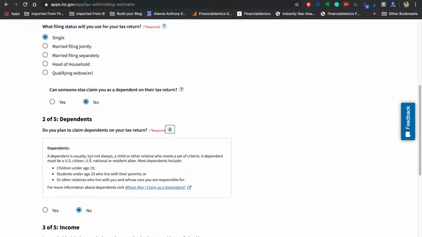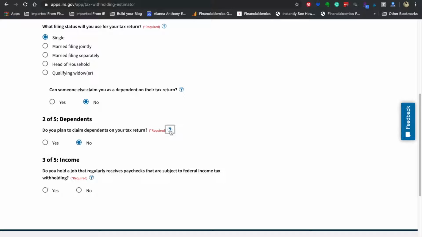It says a dependent is usually but not always a child or other relative, and it states that they must be a U.S. citizen, a U.S. national or resident alien, but they also must be under the age of 19 or a student under the age of 23 who lives with their parents, or any relative who lives with you and whose care you are responsible for. And then they also have the link where you can find more information on the IRS website. So if you are not sure, you can always get an explanation.